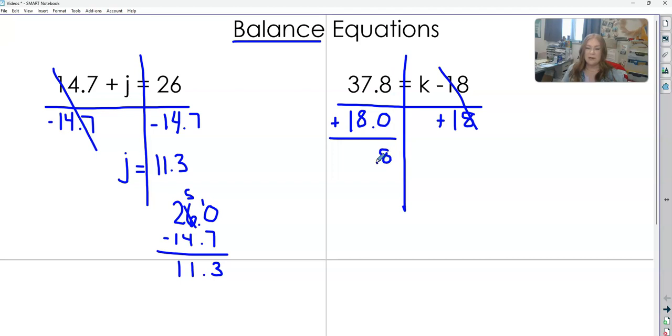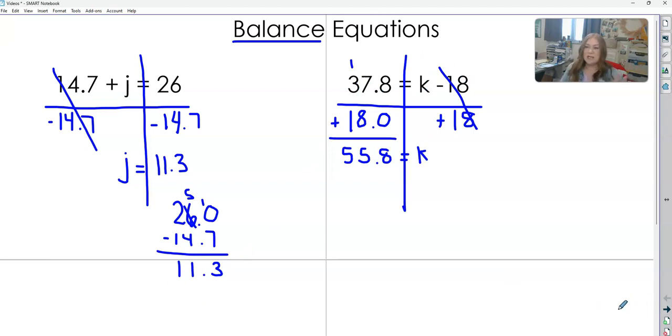Go ahead and see if you can hurry and finish that problem. So now we have 7 plus 8 is 15. And here's 4 plus 1 more is 5. So we have 55.8, so this equals k. So if I have 55.8, I take away 18 of them, 37.8. My answer makes sense. Something bigger, take away 18 should give me 37 there.